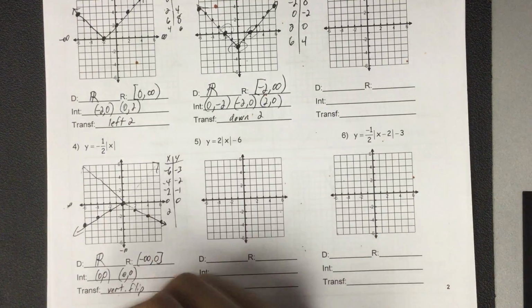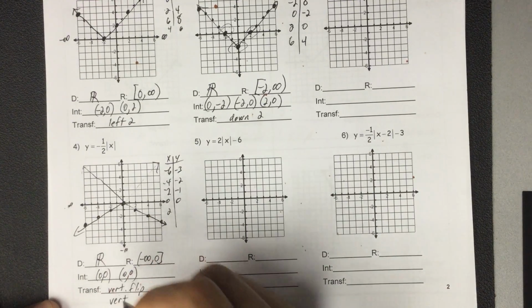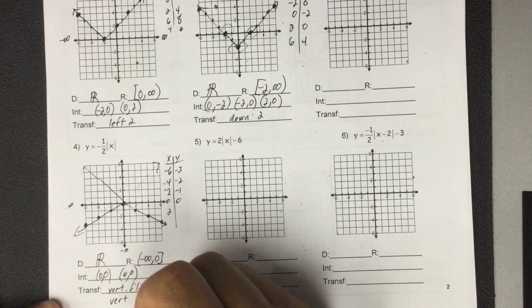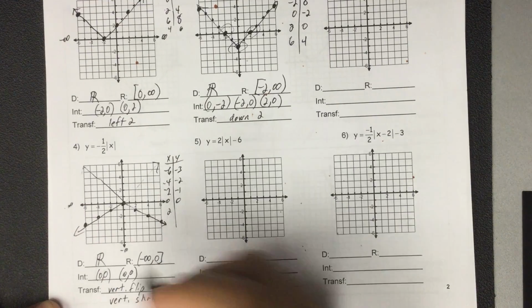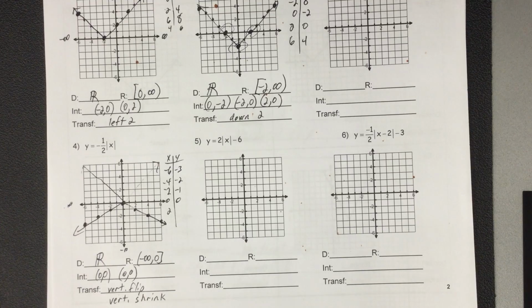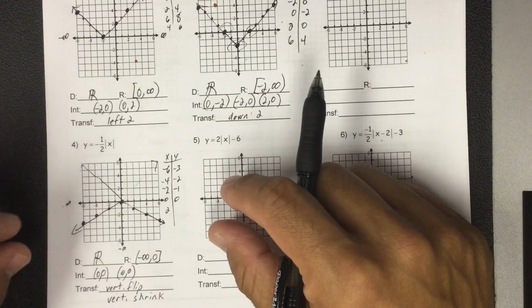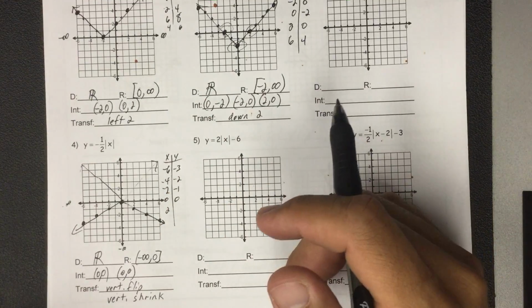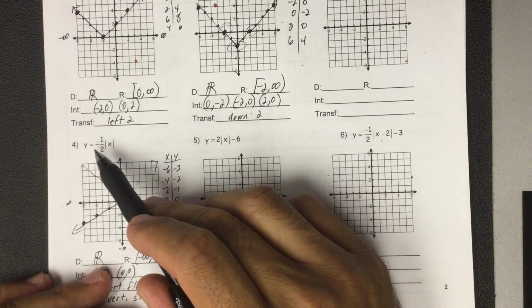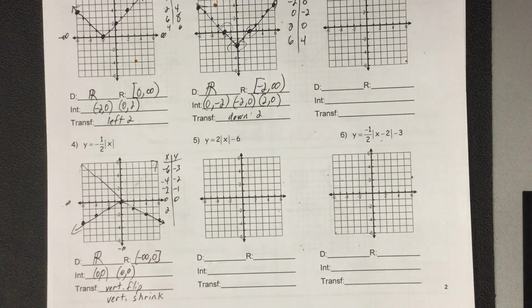So it is vertically shrunk, or vertical shrink, right? Why is that not a horizontal stretch? Why is it not a stretch this way instead of a shrink this way? Well, that's because the number is on the outside. Outside has to be vertical.